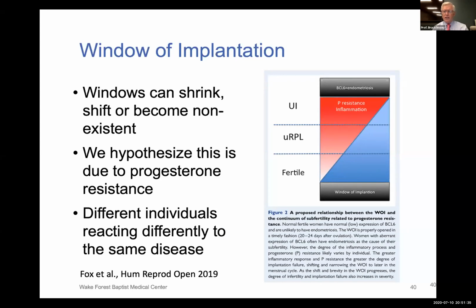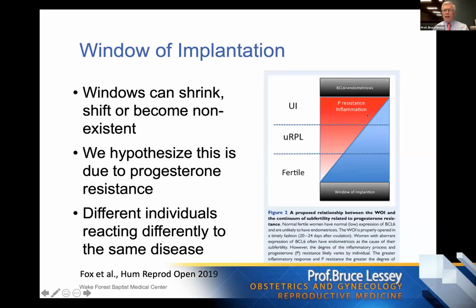As shown in this figure, if your endometrial receptivity window is wide open, you're fertile. If it's half closed, you have recurrent pregnancy loss because embryos can attach, but the corpus luteum isn't rescued. And if the window is completely closed, infertility results.